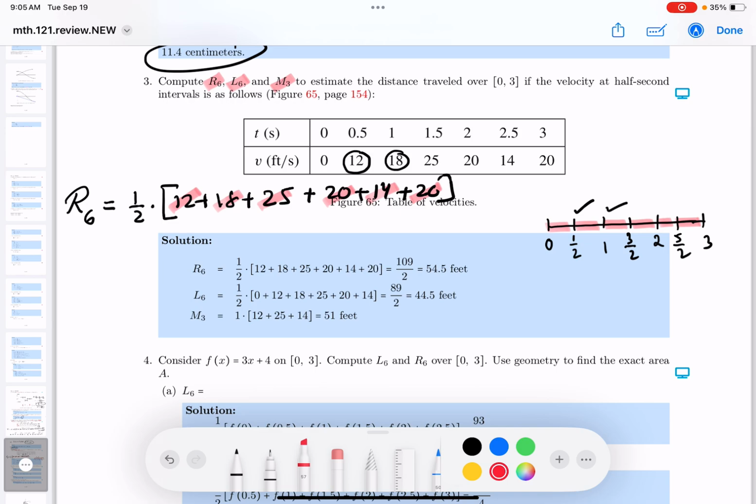Let me go to the key for you. I'm not going to do the arithmetic because it can get a little tedious over here. 12, 18, 25, 20, 14, and 20. You should do the arithmetic. It's not that bad. And even do the decimal arithmetic.